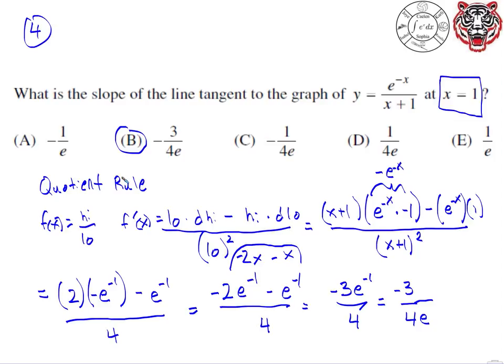Lots of simplifying there. So this is the reason that I say always simplify in my class, because multiple choice makes you simplify a lot. All right, questions for number 4?